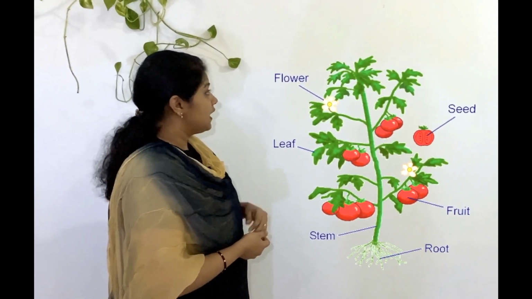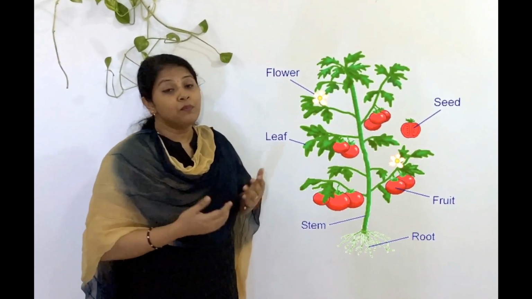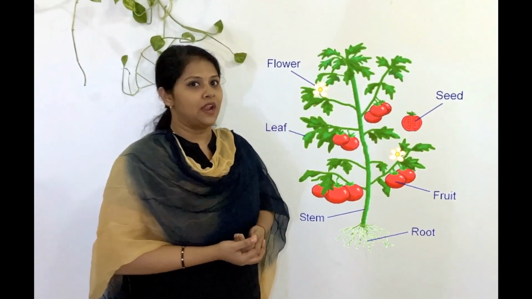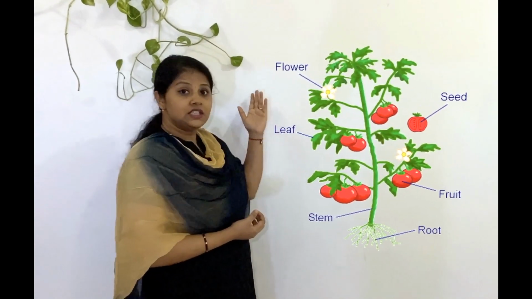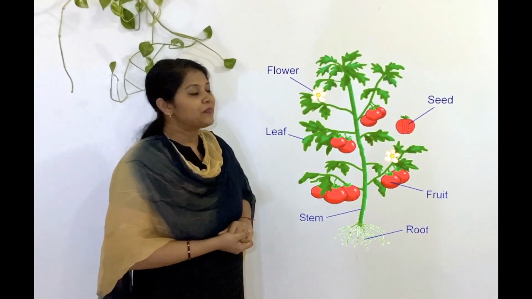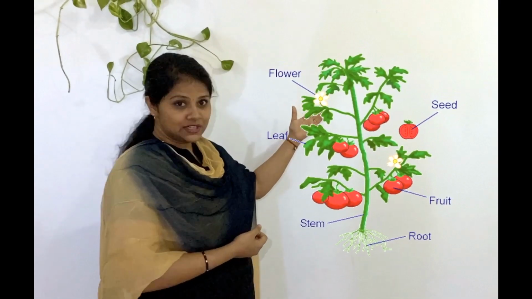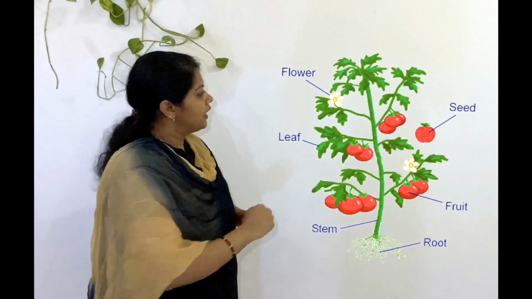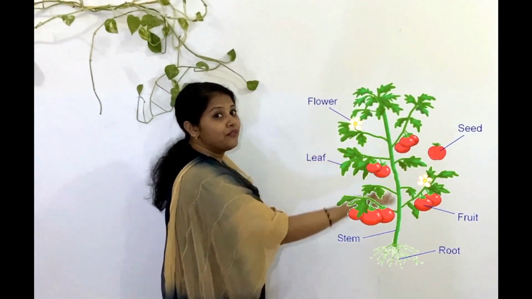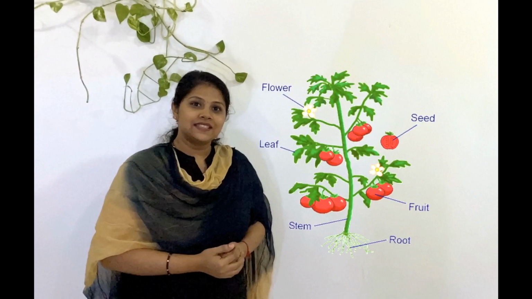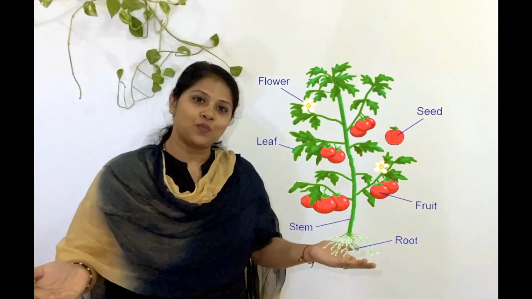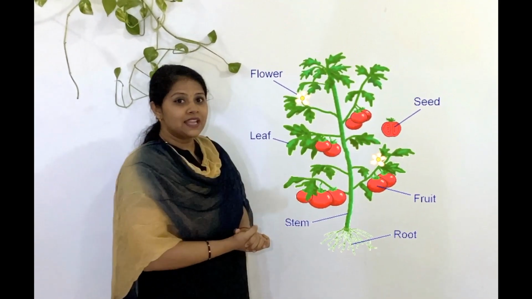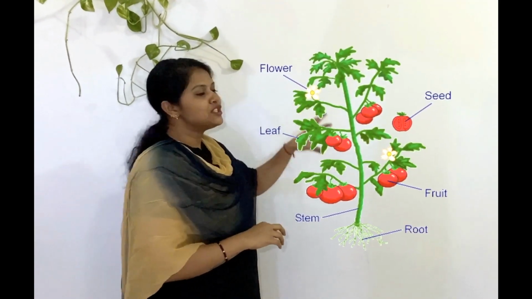Now next one is flowers. Flower is the important part of the plant because it is the reproductive part of the plant. The flower turns into the fruit. Once the fruit is ready, the fruits protect the seeds inside them. Then the fruits ripen, they fall down and the seeds again germinate into a new plant. So I hope you have understood what are the parts of plants and what are the basic functions of each part of the plant.